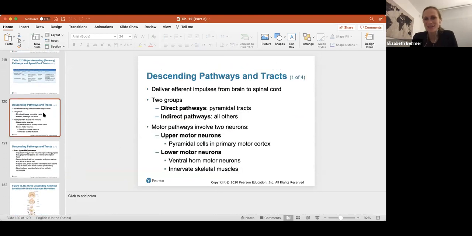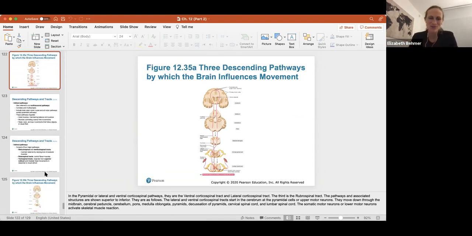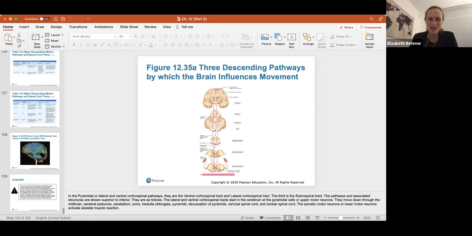Then the descending pathways are usually direct or indirect. There are upper and lower motor neurons involved in these, and motor or descending tracts take information from the brain to the part of the body where we want to elicit some sort of motor response or effect. So those are the descending tracts. Again, I won't ask you guys specifics about ascending or descending tracts, but I do want you to know that ascending tracts bring sensory information to the brain, descending tracts bring motor information to the body part to elicit a response, and they'll often decussate, or cross over, to the opposite side of the body.